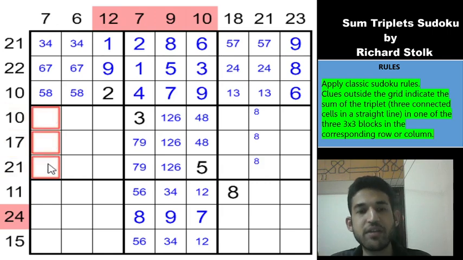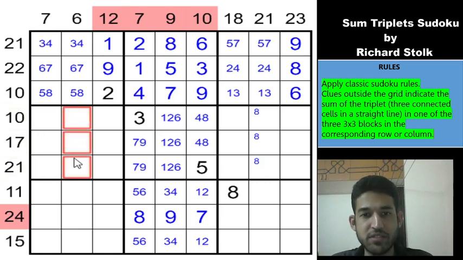So the 7 is 1, 2 and 4, right? And the 6 is 1, 2 and 3. Okay. So let us see what happens, guys. Let us just try out the possibilities.